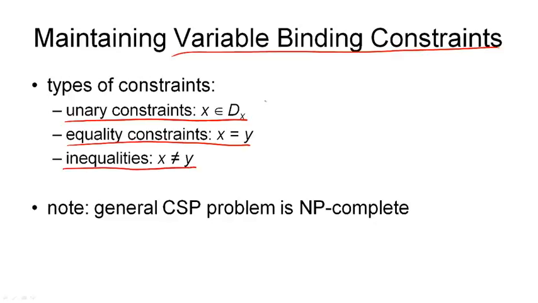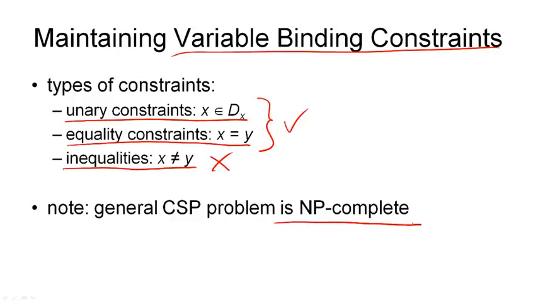The unary constraints and the equality constraints are quite easy. So these can be dealt with in linear time and don't cause any problems. The inequality, however, causes us a lot of trouble, because inequality constraints cause exponential complexity in this type of constraint network. So with the inequalities, this becomes a general constraint satisfaction problem, and a general constraint satisfaction problem is NP-complete. In some sense, this is really bad news.